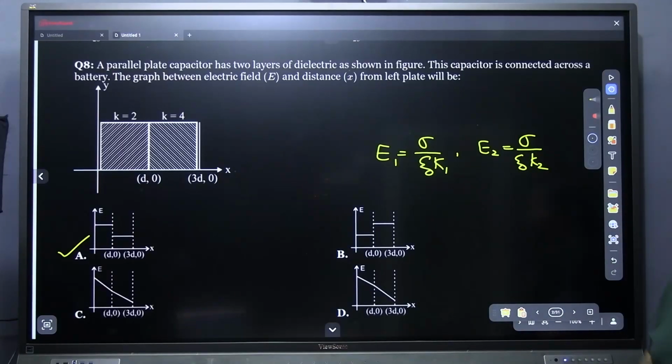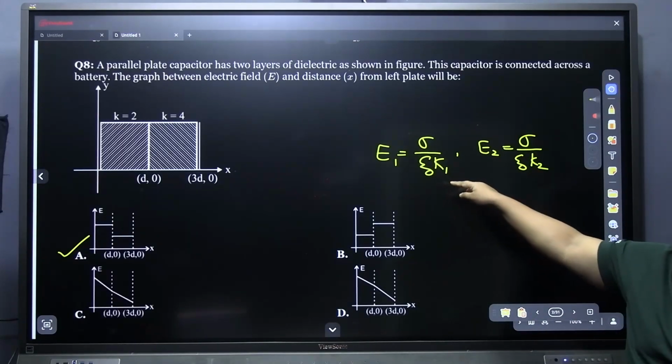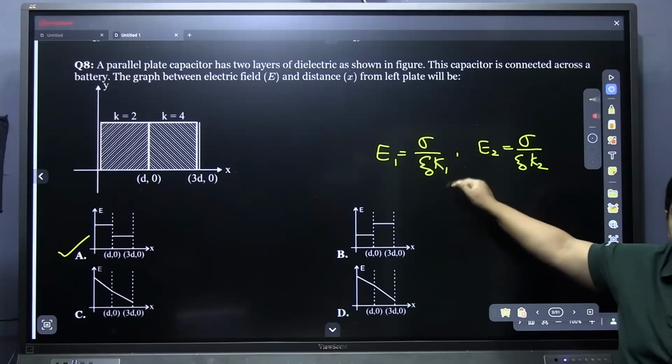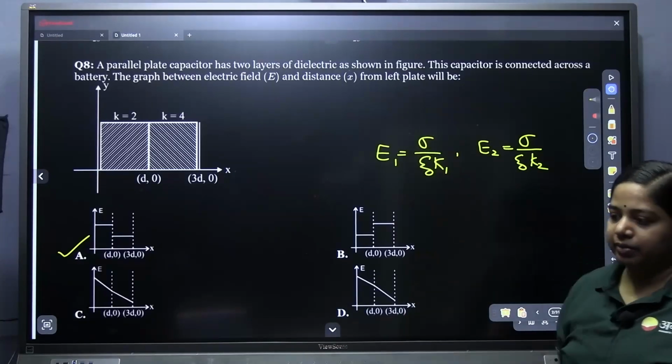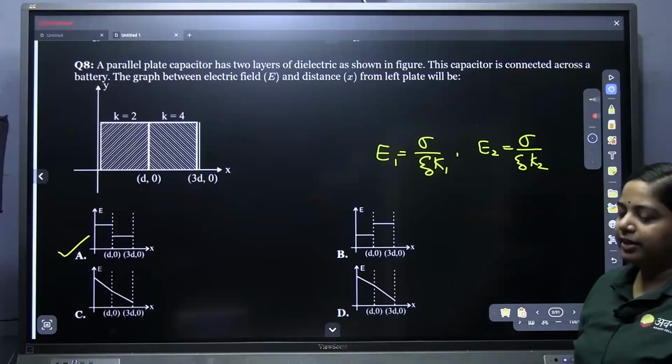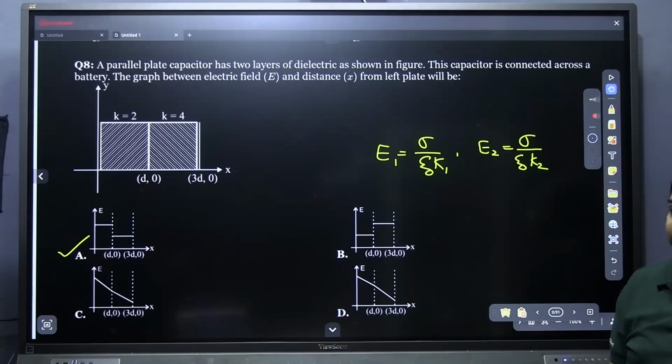Is it clear for all? Like 1 by K is relation, right? K less value means E will be more there. Is it clear? Okay.